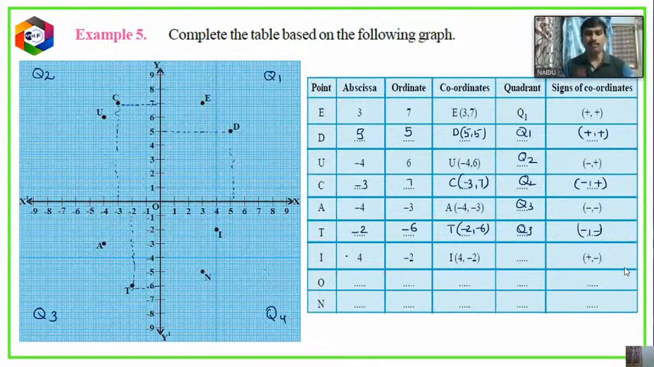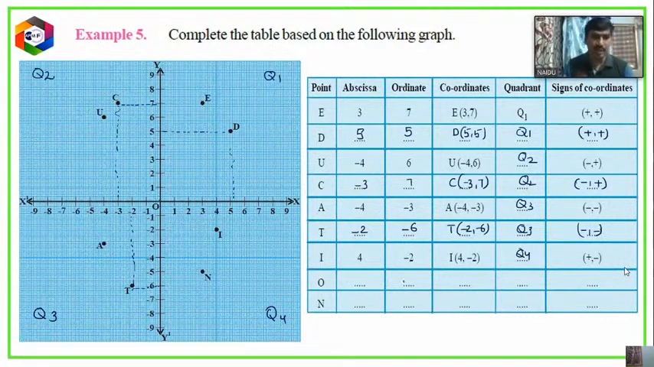So now let us see, it is given for I, 4 comma minus 2. So that is I, 4 comma minus 2, and it lies in Q4, quadrant 4. Observe that this is quadrant 4. And one more, O. So O means this is the origin.